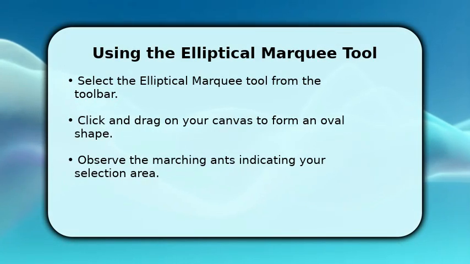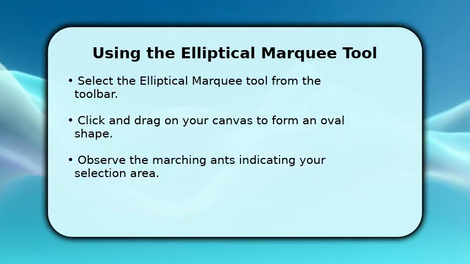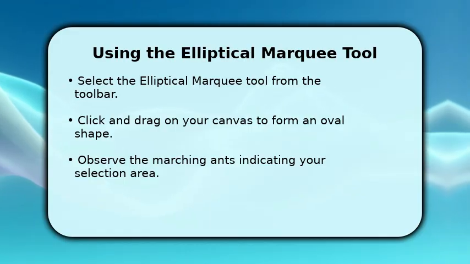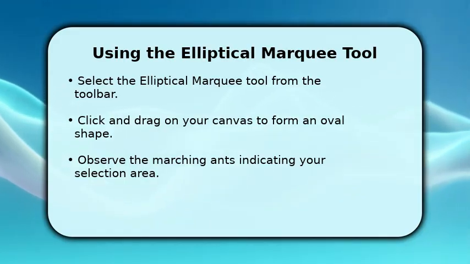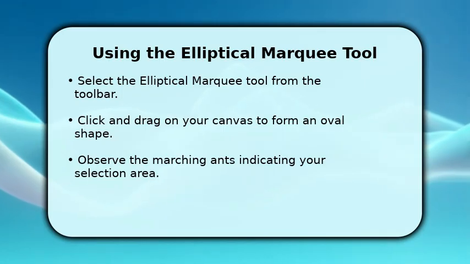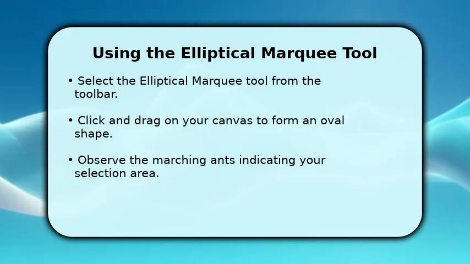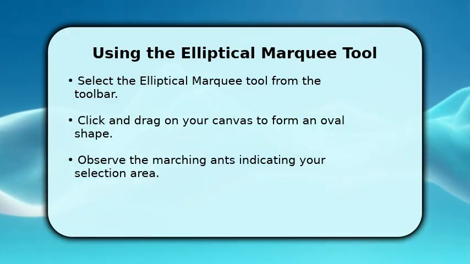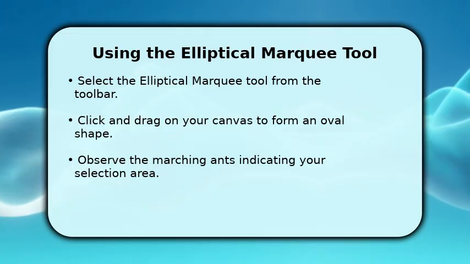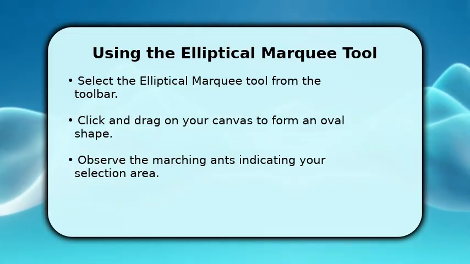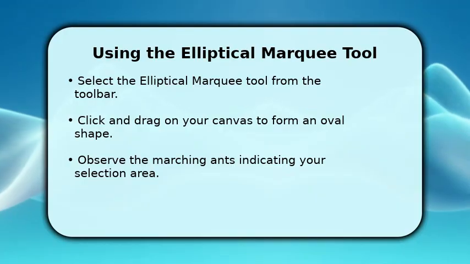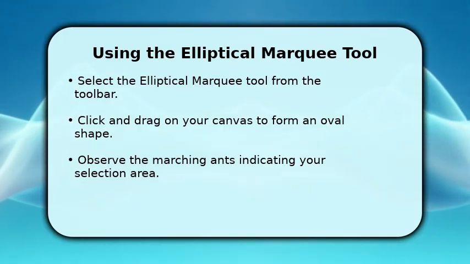Once you've selected the elliptical marquee tool, simply click and drag your mouse across the canvas. As you drag, you'll see an elliptical selection forming. Don't worry if it's not a perfect circle yet. We'll refine that in the next step. The marching ants outline will show you the active selection area. This initial drag sets the approximate size and position of your desired circular region.